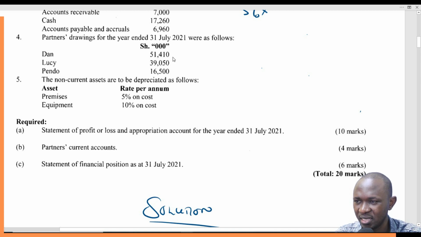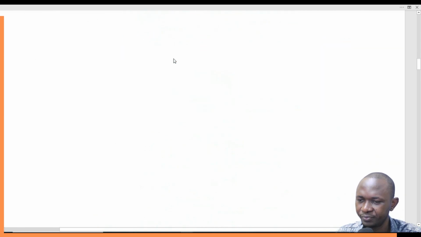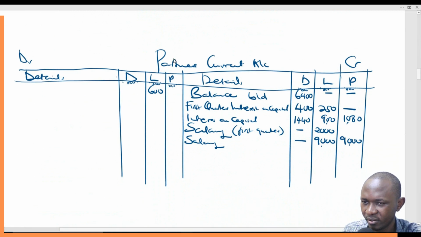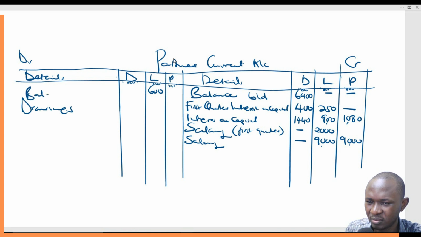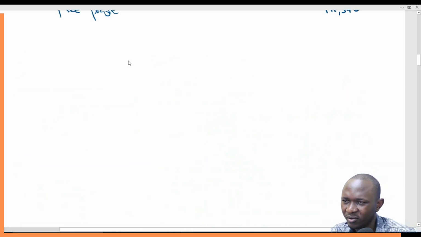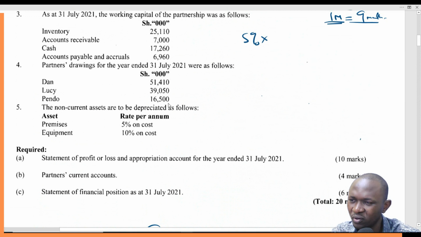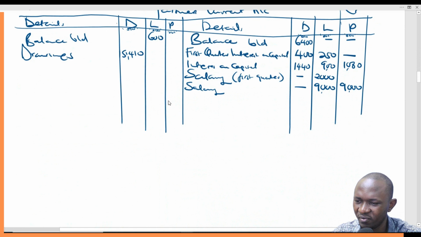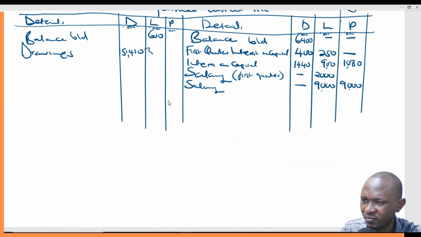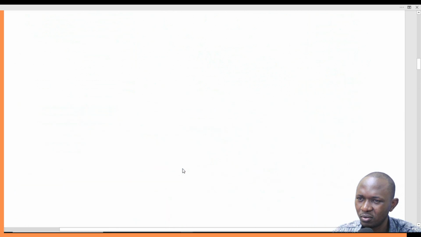So we'll simply come here and say Dan 51,410. So these are drawings. And this was balance brought down. Sorry for that. So drawings 51,410. Hope I've captured the figure right. We just confirm. So drawings 51,410 is good. Then Lucy 39,050 and then 16,500. So those are our figures. Good. I think we are good to go.